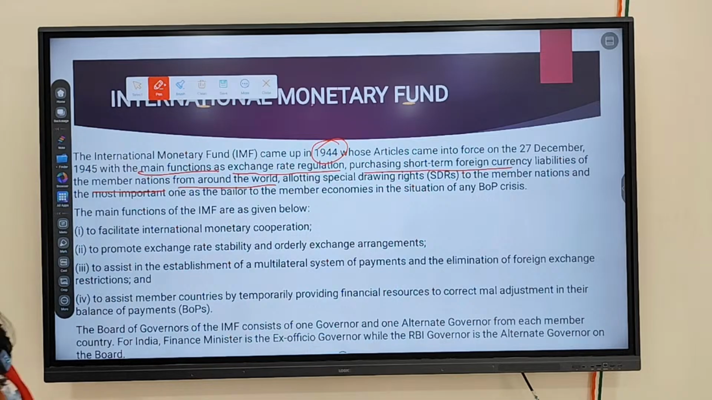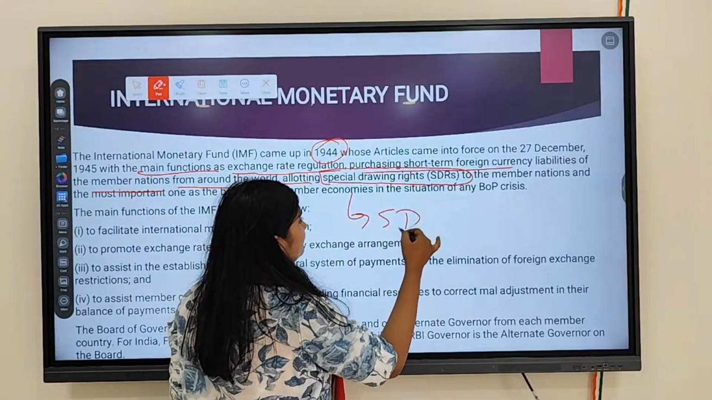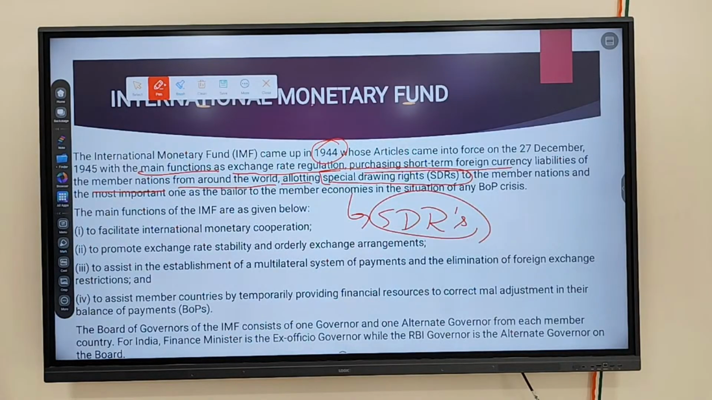And also allotting special drawing rights. Very important. Just write down the special drawing rights. Special drawing rights means the depositing of hard currencies in the IMF. The more deposits the other nations make, the higher voting rights they will get in the IMF. There are voting rights in the IMF.